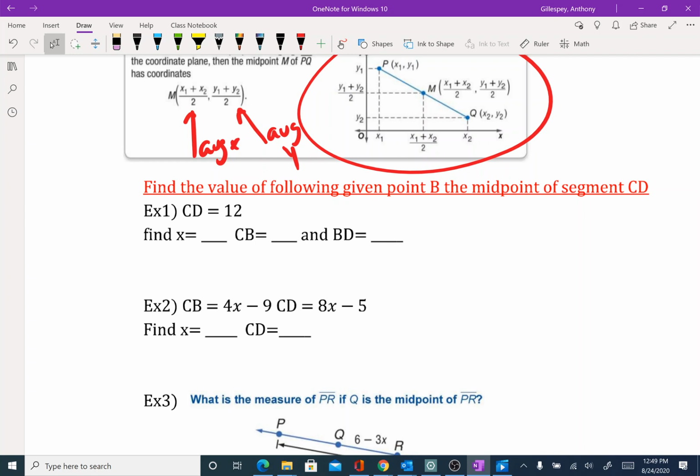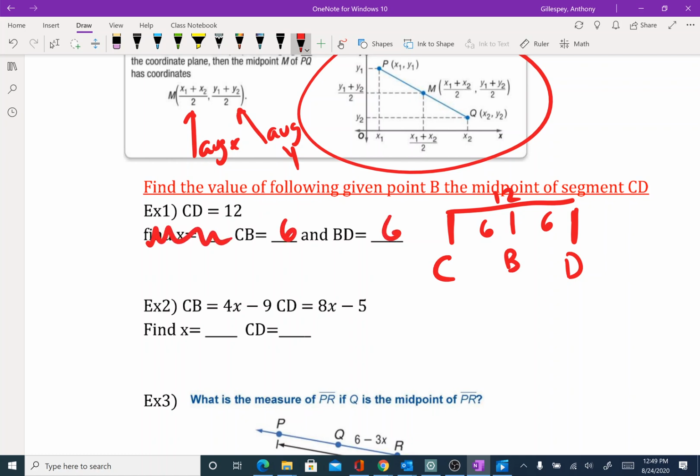Find the value of x given that point B is the midpoint of CD. Remember, the first thing we always do is draw it. B is the midpoint of CD. Now we know the whole line is 12. That would mean this is 6 and this is 6 because it's the midpoint. So x is not needed here, so that was kind of a typo. How long is CB? 6. How long is BD? 6. Done. It's that easy. Midpoint's just halfway between them.